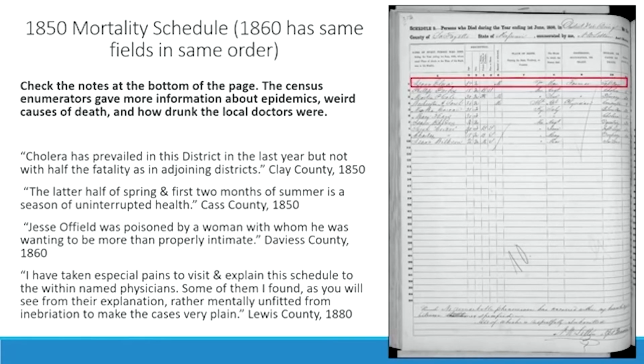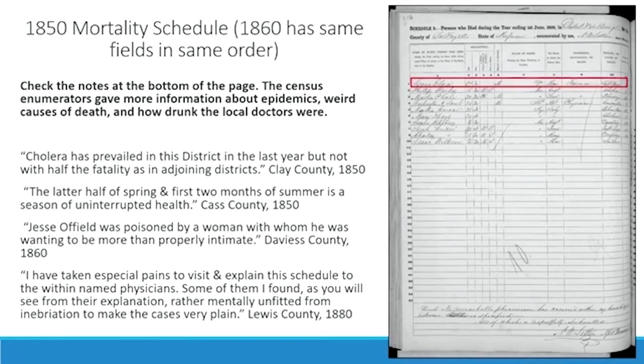The 1850 and 1860 mortality schedules have the exact same fields in the same order. 1870 and 80 add information about the physicians primarily, but pretty much look the same. So the main fields you're going to have are age, sex, race, whether the person is free or slave, married, place of birth, the month they died, not the day specifically, but the month, their occupation, their cause of death, and their number of days ill.